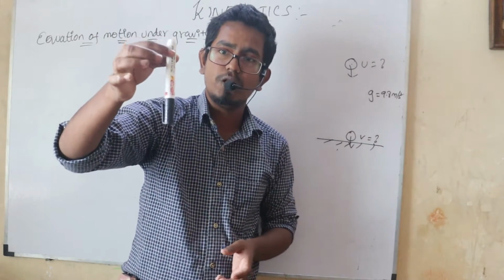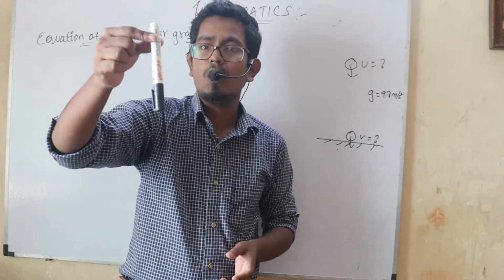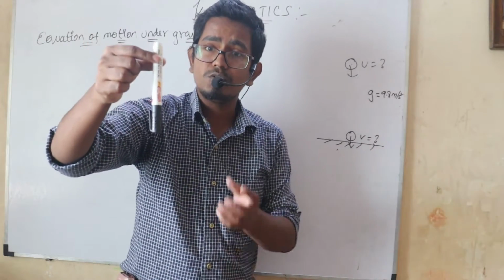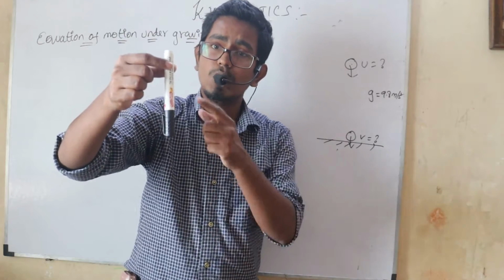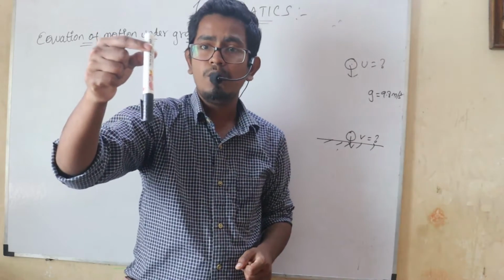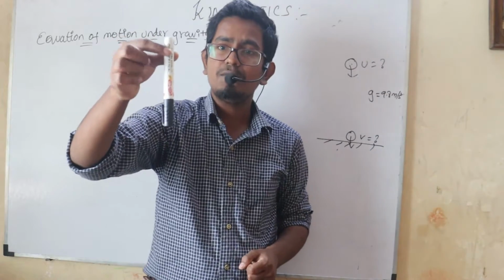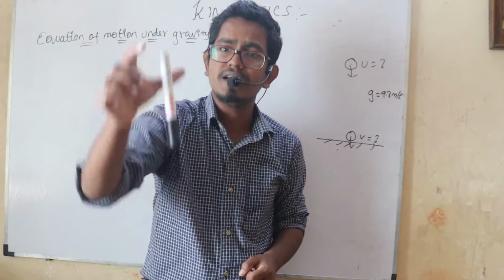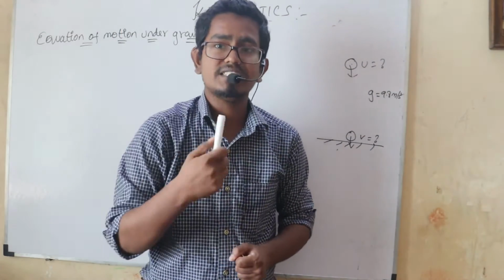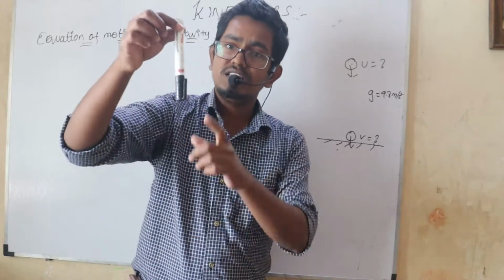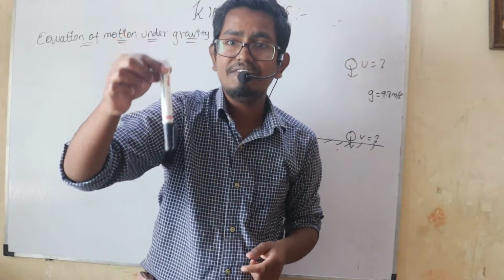As I am holding this object, it is not able to move down even though the gravity is pulling down. Why it is not moving down, we will come to know while studying the laws of motion chapter. But in this chapter, we just have to understand that whenever I leave this object, it moves down. Why? Because the gravity is pulling. So this object is experiencing the gravitational force.